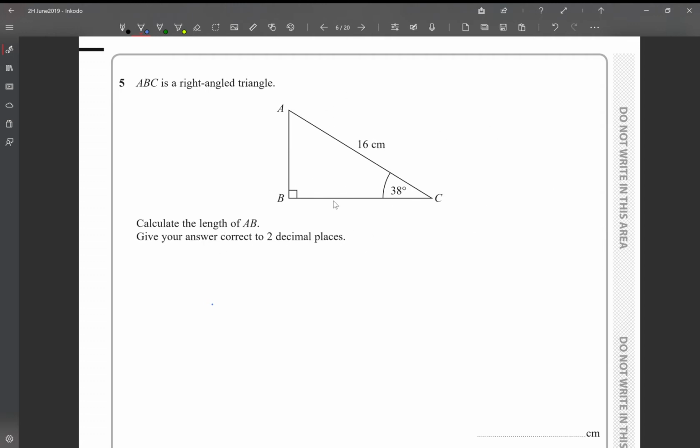And as soon as I realise it's trigonometry, I always write SOH CAH TOA straight away, even though I'm quite good at trigonometry, because I like to have a visual reminder of what I'm doing. Okay, so calculate the length of AB. So I want this here. Call this X over here.